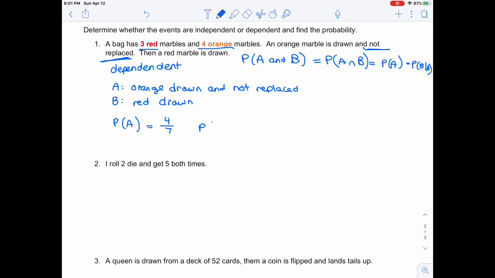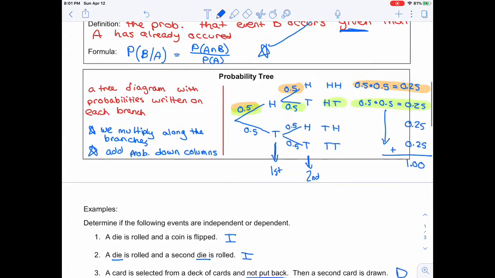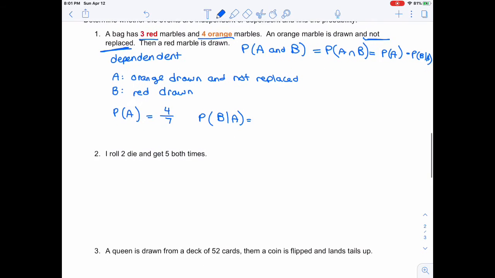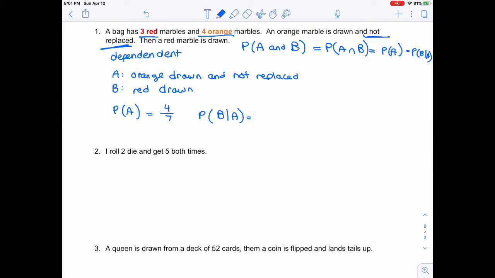Now my probability of B given A. Again, you don't need to think back up to the equation in the compound event. That's not going to help you in this instance. Just think about it. If you know you already picked one and you did not replace it, you no longer have 7 to choose from. You now have 6 to choose from. And we're picking a red. We never picked a red in event A, so we still have 3 red to choose from. So our probability of B given A is 3 out of 6, or we can simplify that to 1/2.